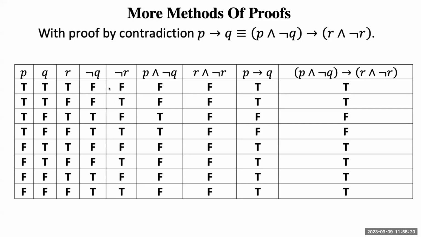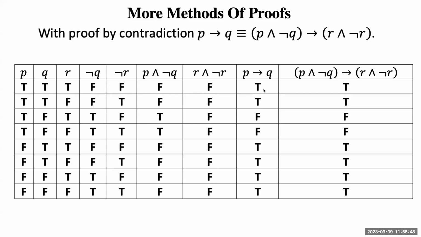Now I'm going to AND P and not Q. True and false is false, true and false is false, true and true is true, true and true is true. The rest are false because P is false, so it doesn't even matter what not Q is. Okay, so there's that column. Then we're going to do R and not R. Since that's a contradiction, it's going to always be false.